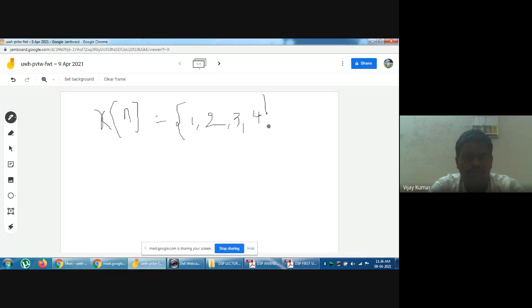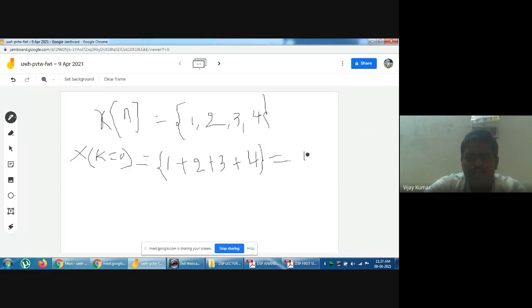Now you are asked to compute the DFT using the conventional formula. Using the conventional formula, x of k is already known to you. So what is the first value? According to our shortcut tip, x of k equal to 0 will be 1 plus 2 plus 3 plus 4. So what is its value? 10. So even if you compute using the formula, you will get the same answer, 10. You can verify whether your answer is correct or not.